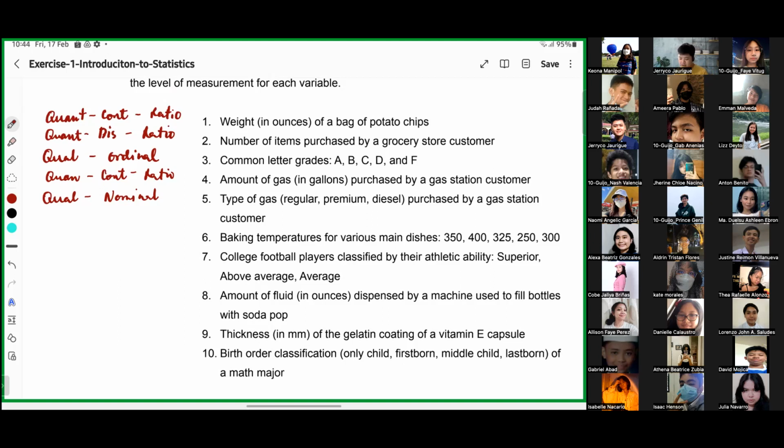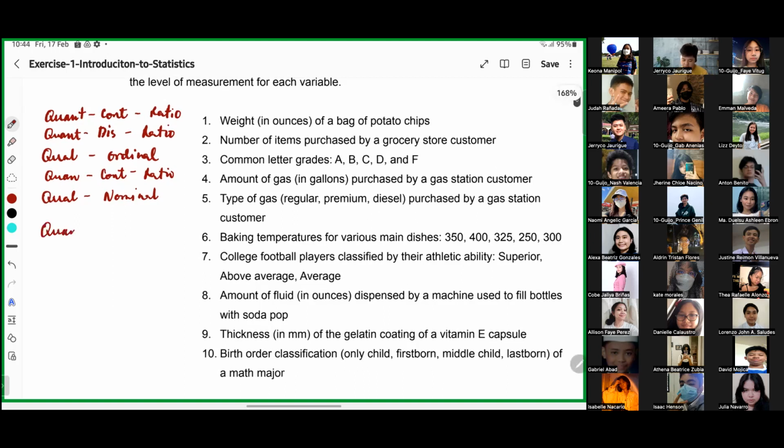Ordinal po. Oh, you read first. Hi. Baking temperatures for various main dishes: 350, 400, 325, 250, and 300. Nominal po. Ano, what's this? Quantitative or qualitative? Quantitative po. So, quantitative. Ordinal.